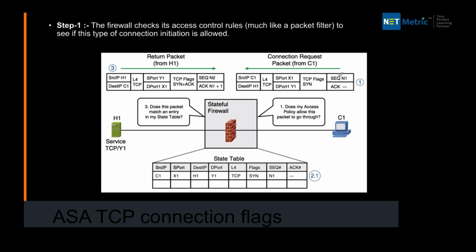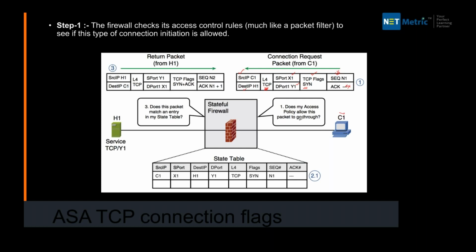Now what is the sequence number? There will be a sequence. So what does the packet look like? Source IP is what? Client. Destination IP is your H1 server. L4, this is your layer 4, what protocol are we using? It's TCP. Source port, destination port, TCP flag, which is your SYN flag. It goes with the initial sequence number, let's say for example N1, and doesn't have any acknowledgement bit.